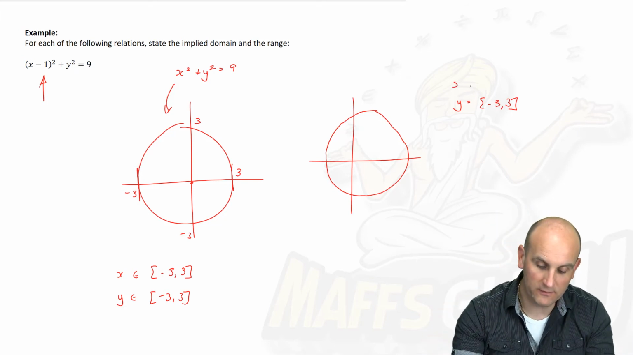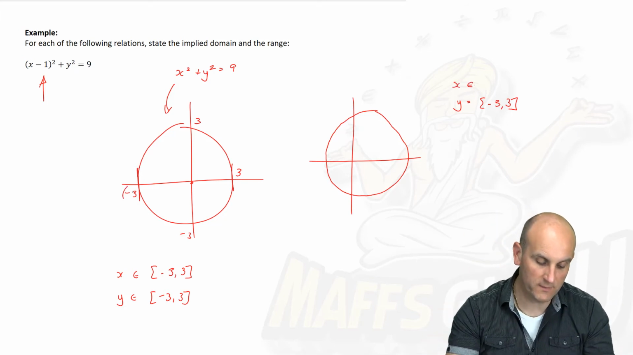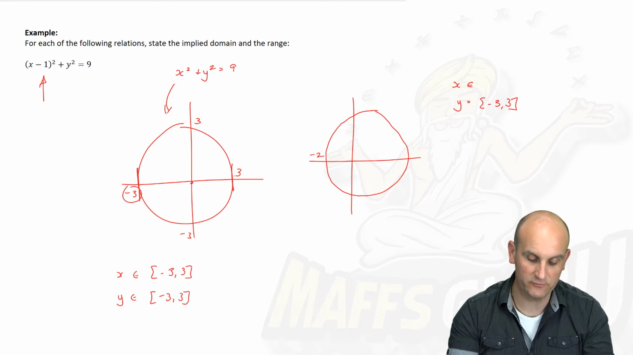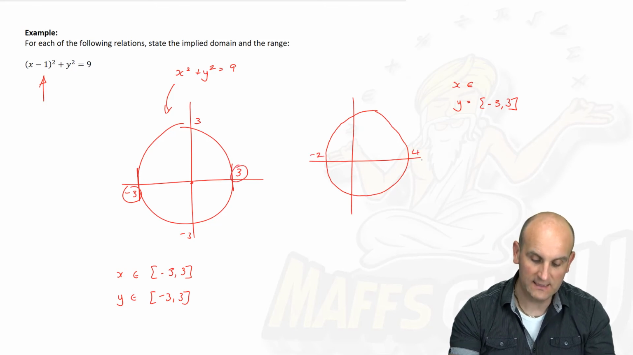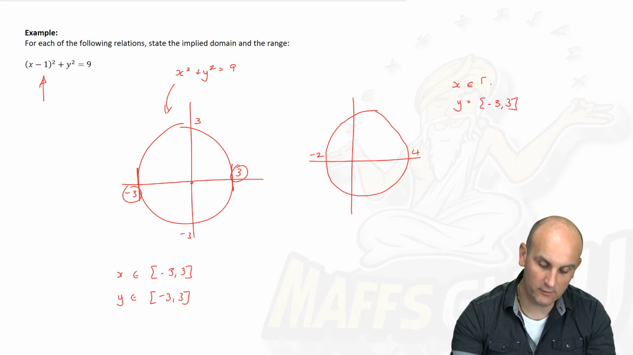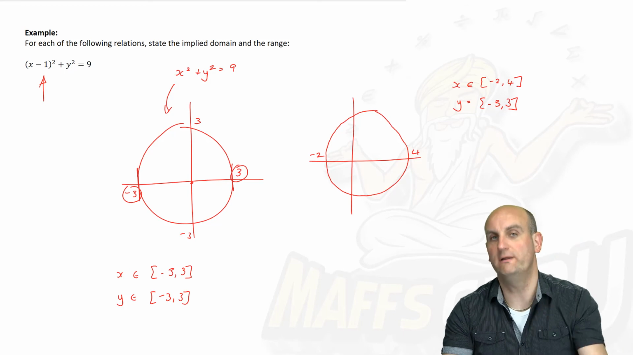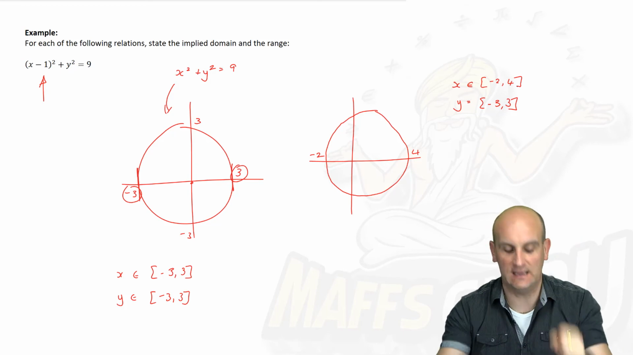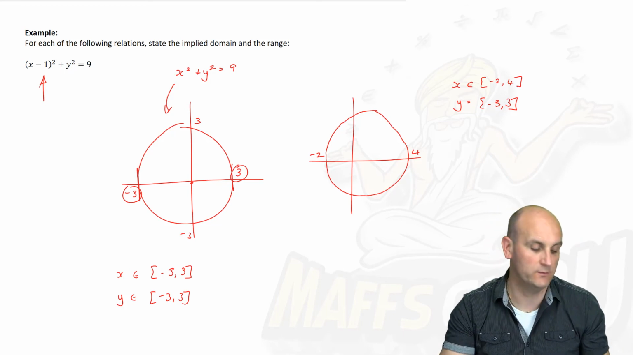But what about my domain? Well, it was at -3, it's now going to go to -2. It was at 3, it's now going to go to 4, because we've moved it 1 to the right. And so my domain is now -2 to 4. Again, drawing diagrams saved the day. It allowed me to visualize this and work out what I was doing.